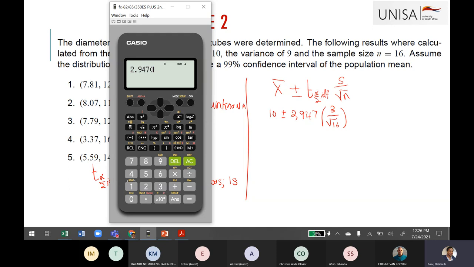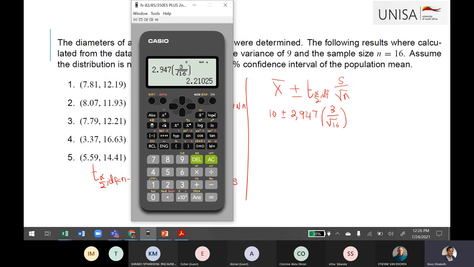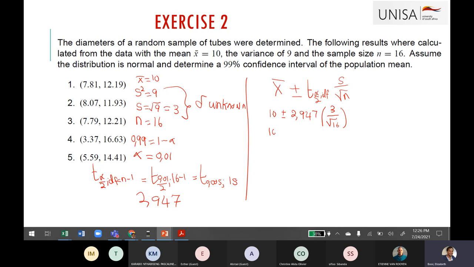2.947 times 3 divided by the square root of 16. I'm only going to round off when I get to the final answer, so you can also keep it as you see it, 2.21025.